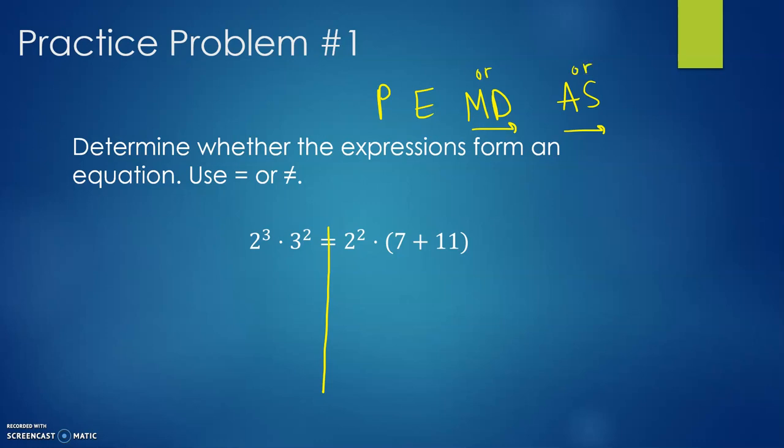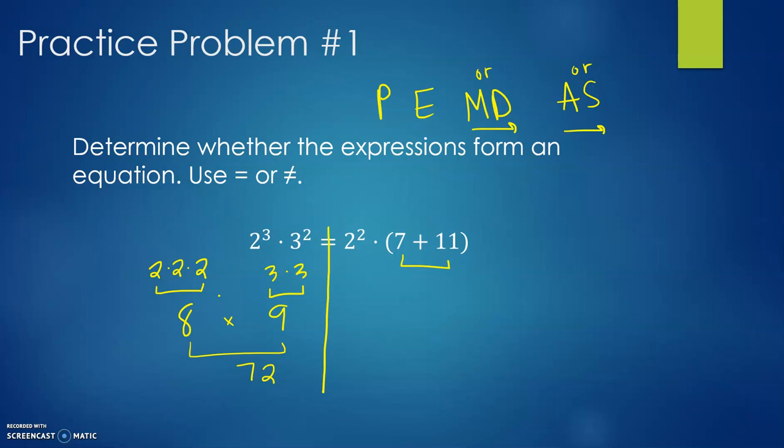So over here, I have some exponents that I need to figure out first. So 2 times 2 times 2. And then I'm going to end up multiplying that value by 3 times 3. Okay, 2 times 2 is 4, 4 times 2 is 8, and 3 times 3 is 9. 8 times 9 is 72. So if I get 72 on this side, then this will be a true equation. I would put an equal sign between them. If not, it's going to be not equal to.